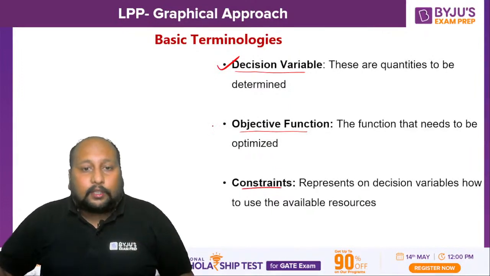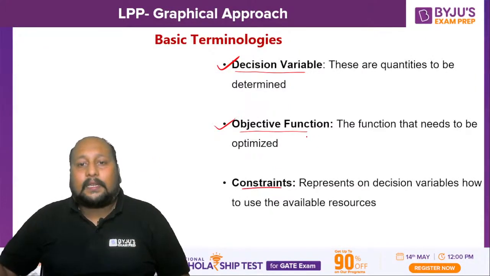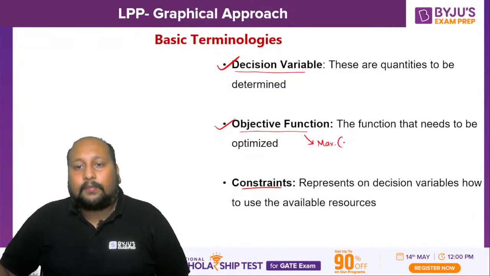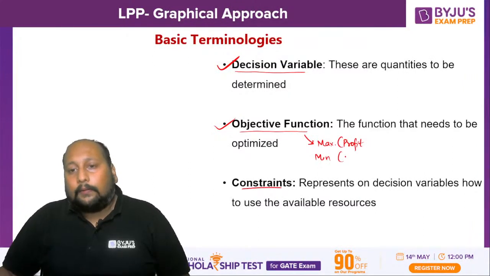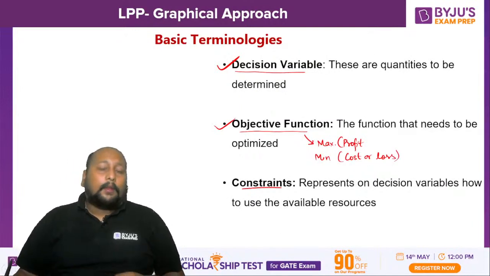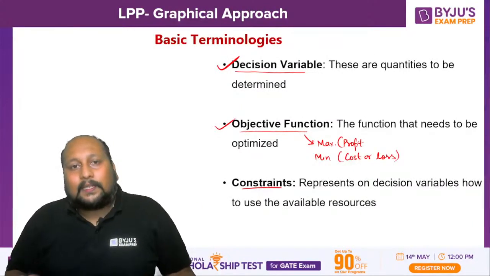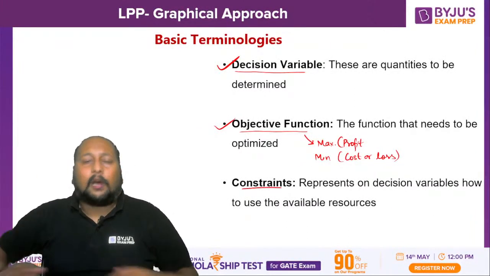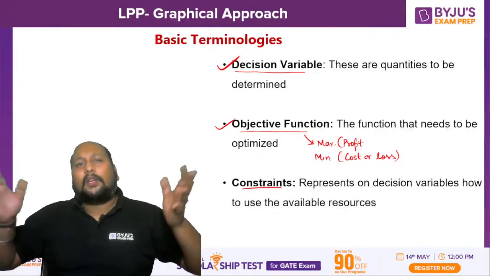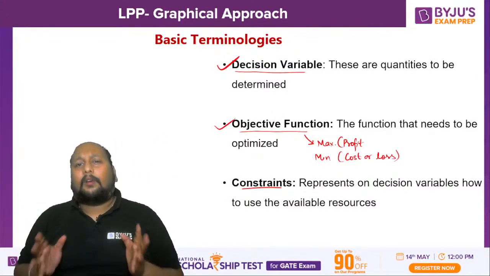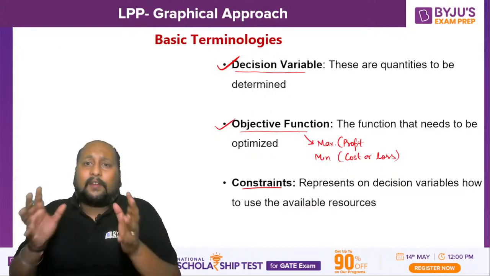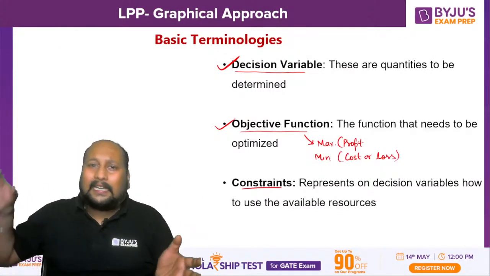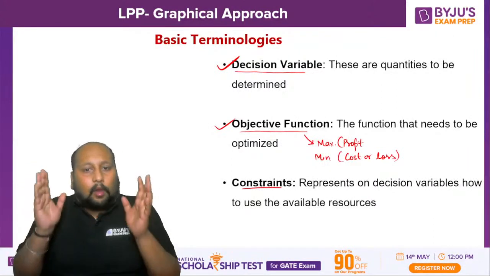Objective function is that function which we need to optimize. It could be a maximization problem. Maximization means we are talking about profit oriented. If I talk about a minimization problem, I'm talking about cost or loss, right? Okay, fine. If I talk about constraints, it's not like you can use 1000 kgs of apple or 1000 kgs of mangoes. There is always a restriction on the resources. We will never have an infinite surplus source where we can take the raw material n number of times. We will always have some restriction.